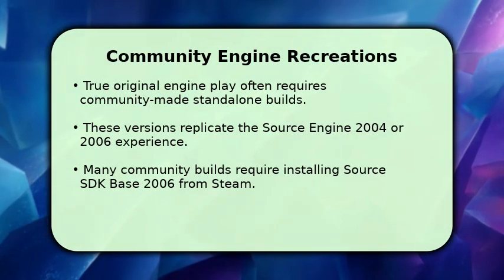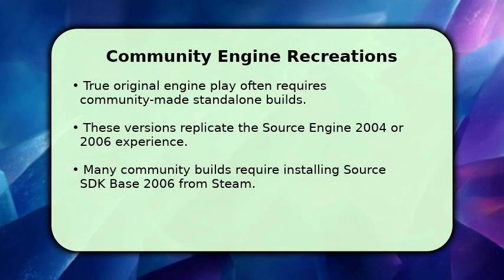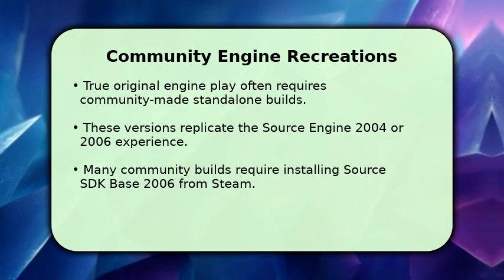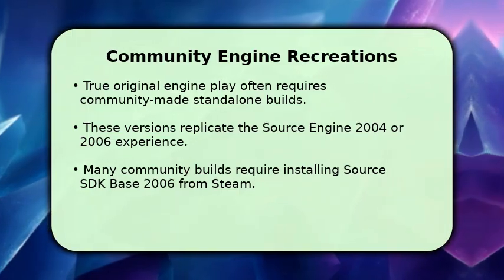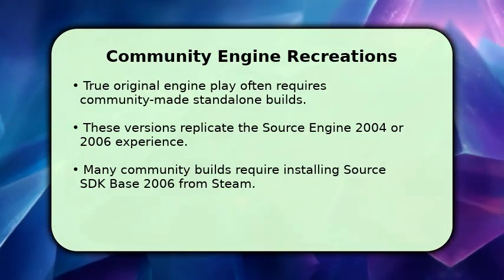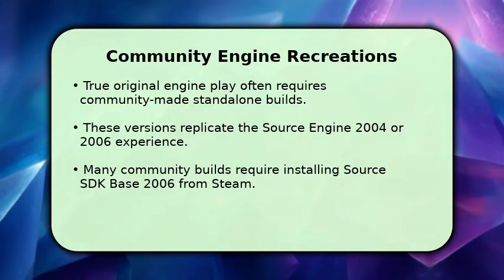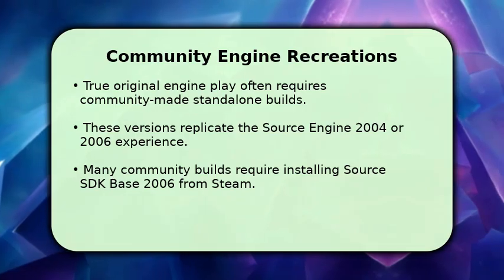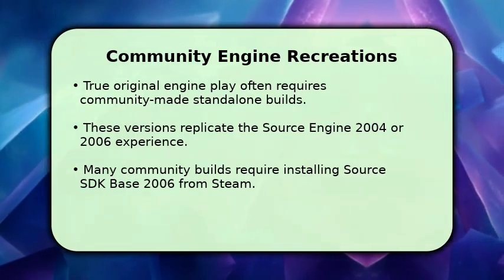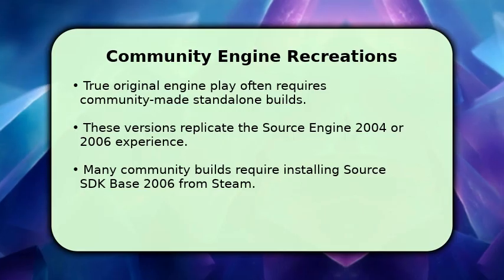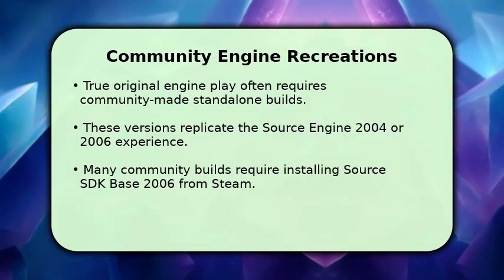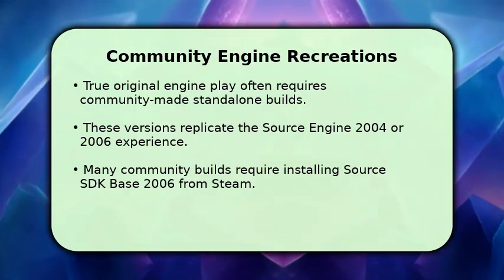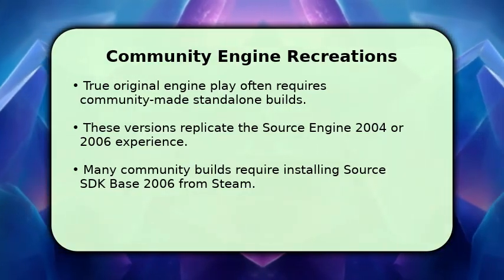For the most authentic original engine experience, community-made standalone builds or source engine modifications are often the only way. These projects meticulously recreate the game using the source engine from 2004 or 2006, preserving original physics and glitches. You will typically download these community files, extract them, and place them into your Steam Source Mods directory. Remember to install Source SDK Base 2006, found in your Steam Tools library, as it is often a necessary dependency for these mods to function correctly.